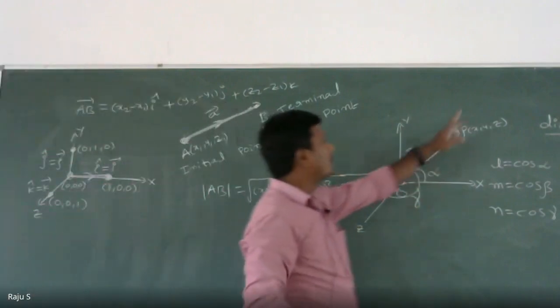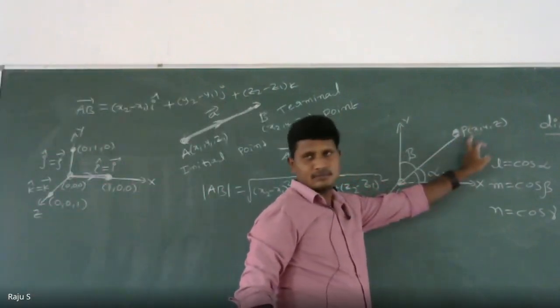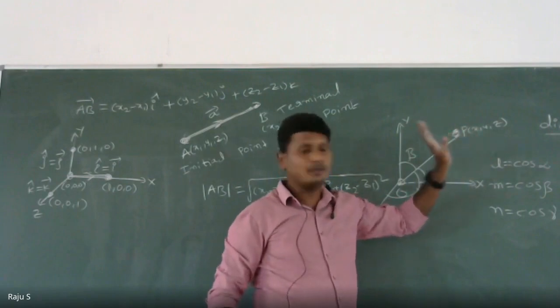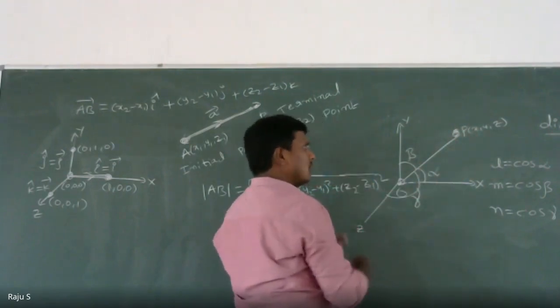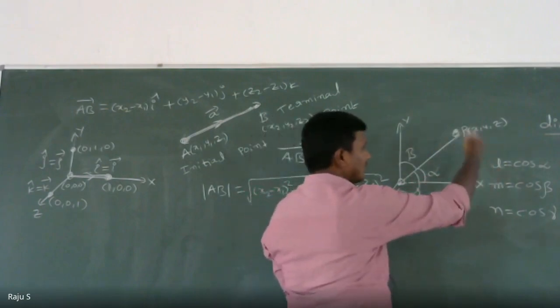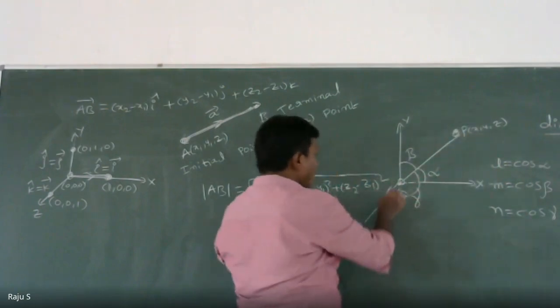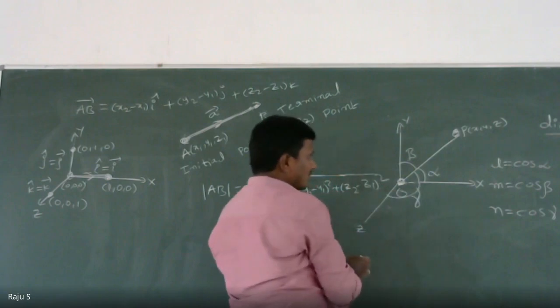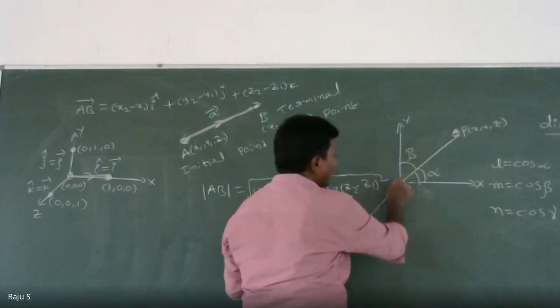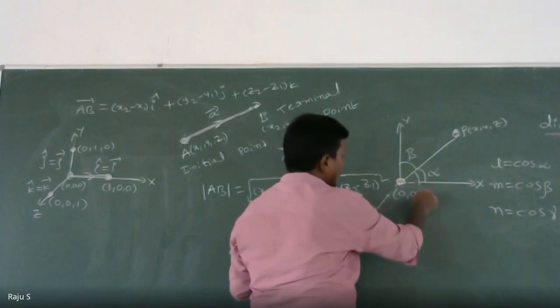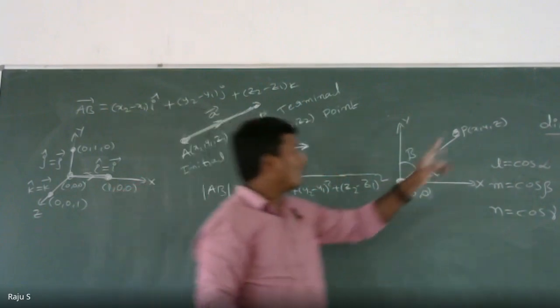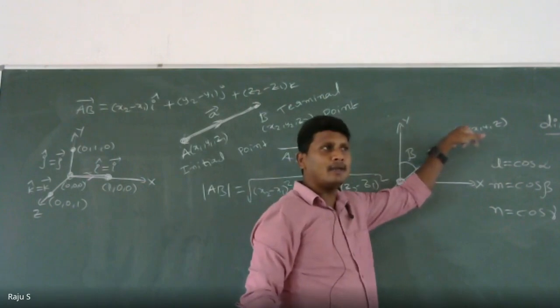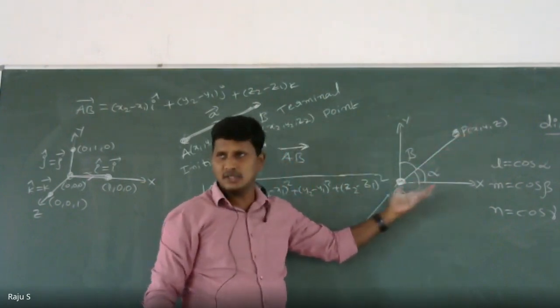Position vector of the point P. Very simple, student. Every position vector, it may be P, it may be capital A, it may be capital B, whatever the point, position vector means whose initial point must be 0, 0, 0. Okay, I want to find the position vector of P whose initial point is always 0.